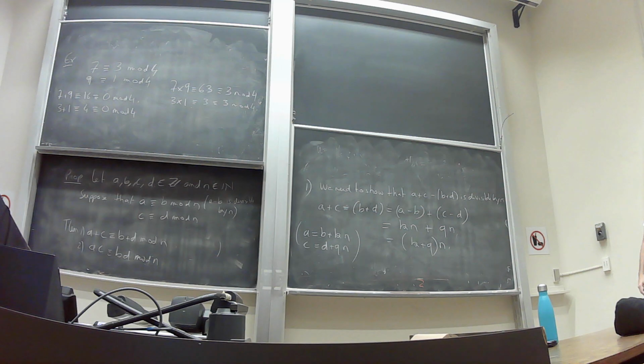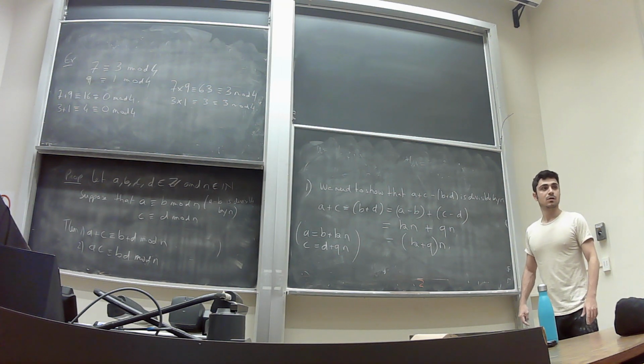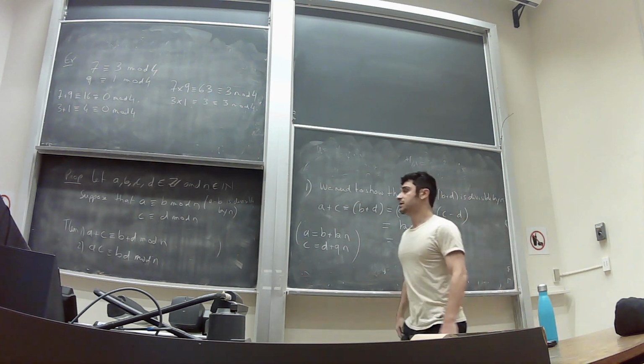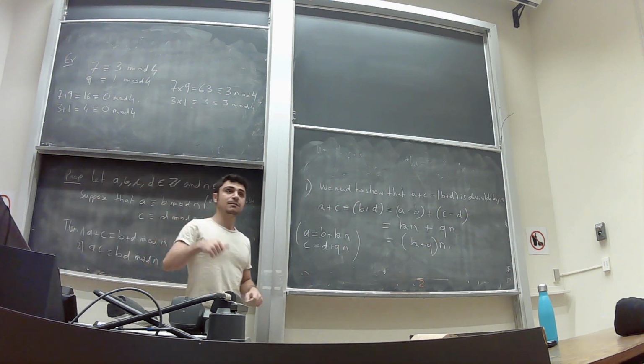Yes? I got a really quick question. I think things are going a little bit fast, but what was the thought process that you needed to show A plus C minus B plus D is divisible by n? Where did that come from? Oh, you said you need to show that A plus C is congruent to B plus D mod n, right? So what does it mean? It means that A plus C minus B plus D is divisible by n. Oh, okay. I see.